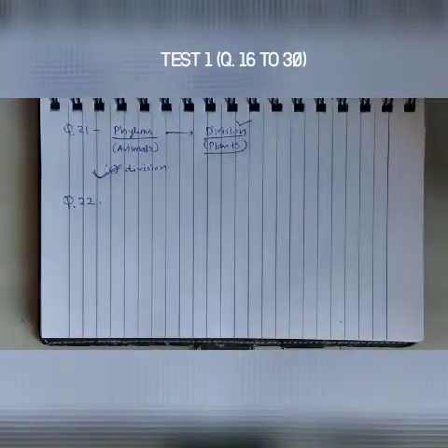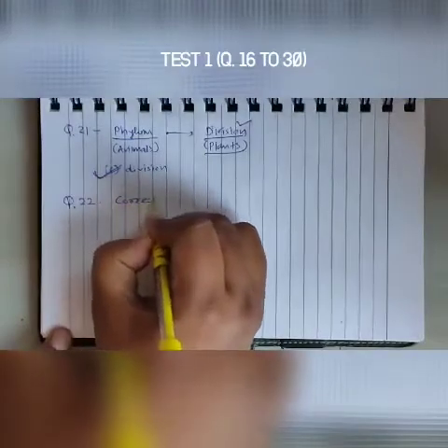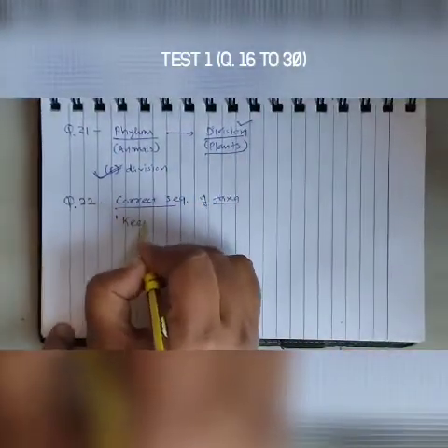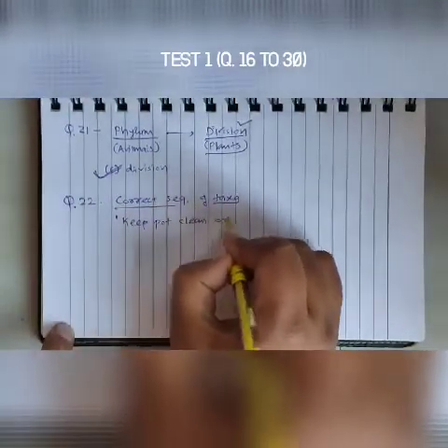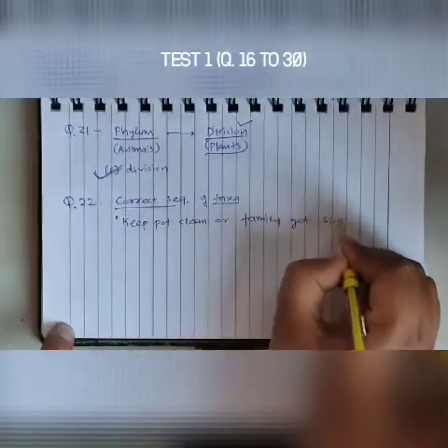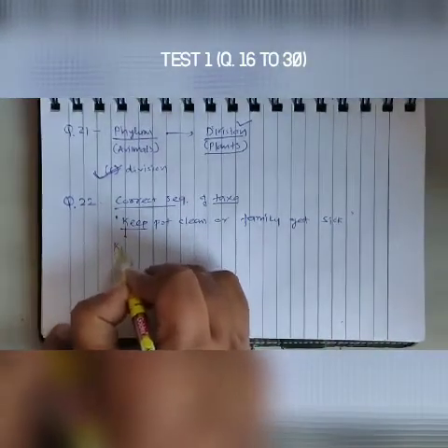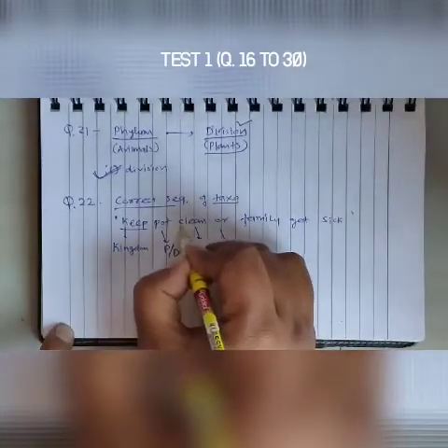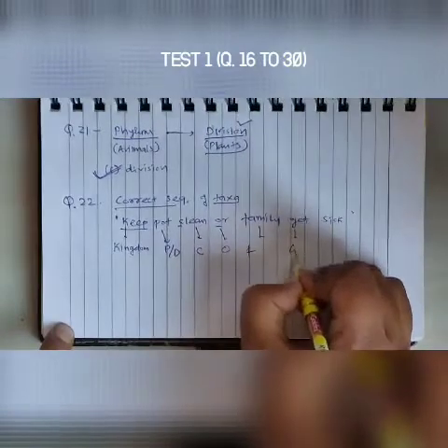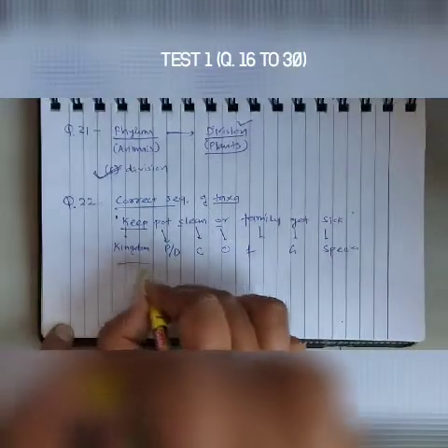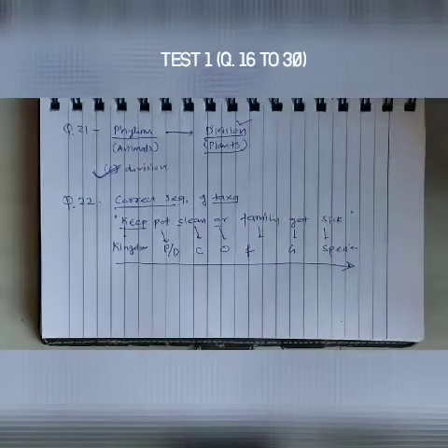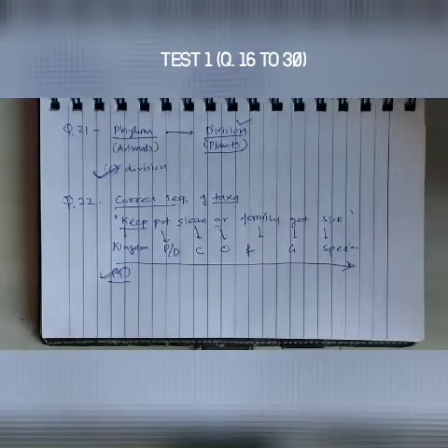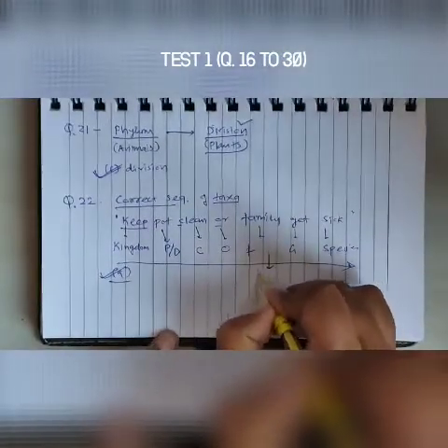Next, question number 22 is asking about the correct sequence of taxa. If you have to remember the correct sequence of taxa, remember one key: keep pot clean or family get sick. Here K stands for kingdom, P stands for phylum or division, C stands for class, O stands for order, F stands for family, G stands for genus, S stands for species. This is how the whole taxa stands. According to this, option A is correct, where class, order, family, tribe, genus and species are used. Remember, tribe is used between family and genus.